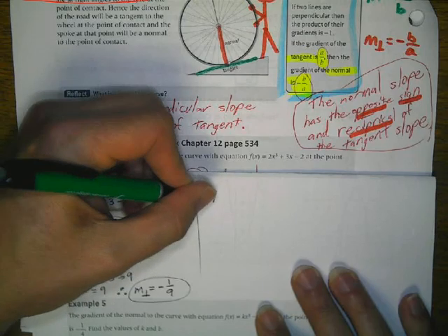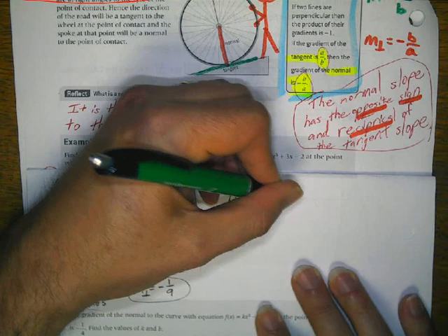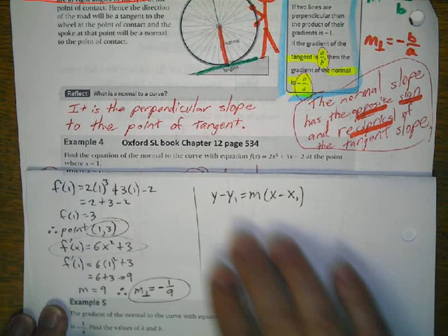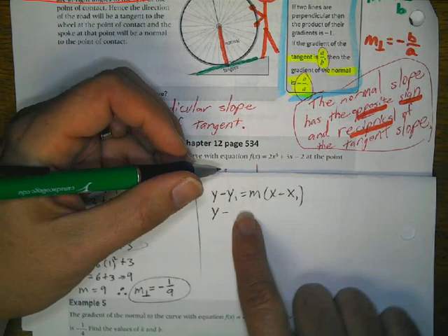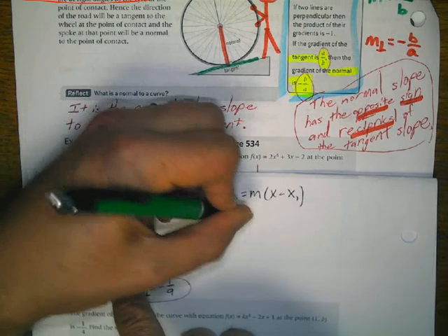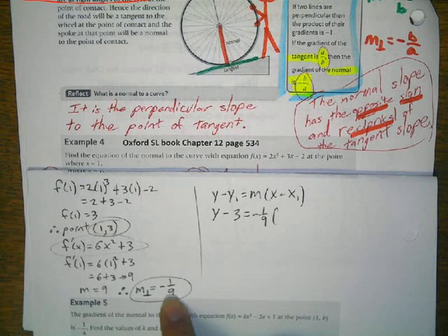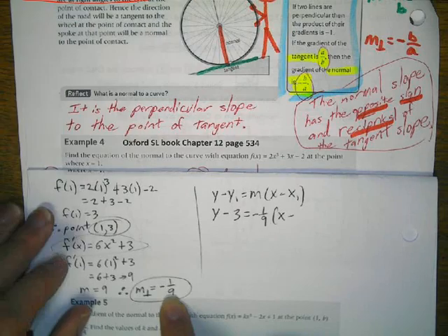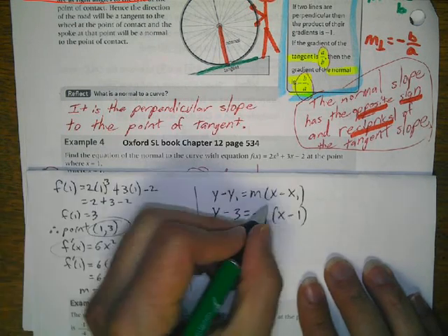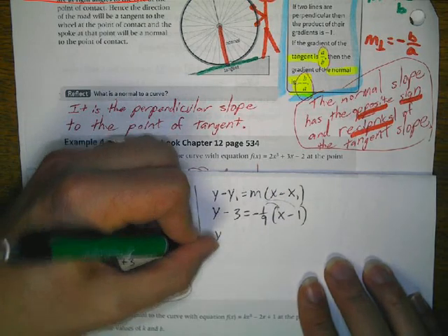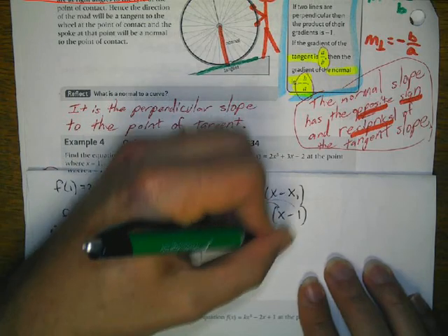Okay, so what I'm going to do now, we got y minus y1 equals m times x minus x1. This is the equation of a regular line. So I'm going to do y minus, the y value is 3, my new slope is negative 1/9, x minus, and my x value is 1. Now I can do distributive property with the 1/9, and I got y minus 3 equals negative 1/9 x plus 1/9.